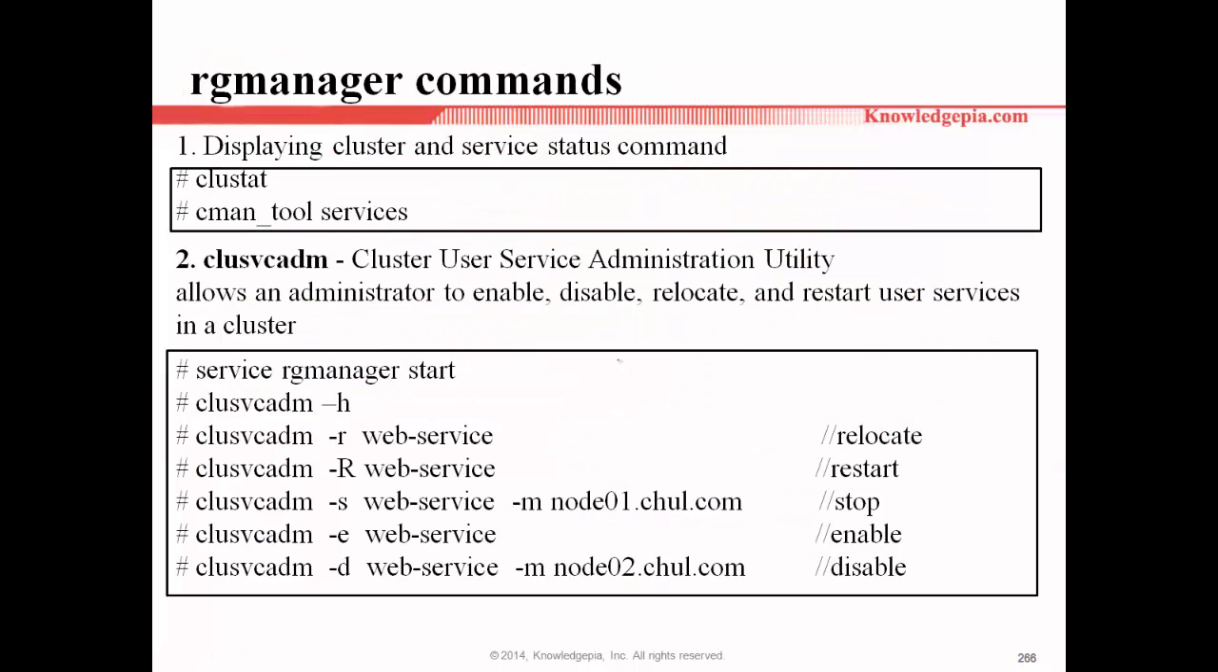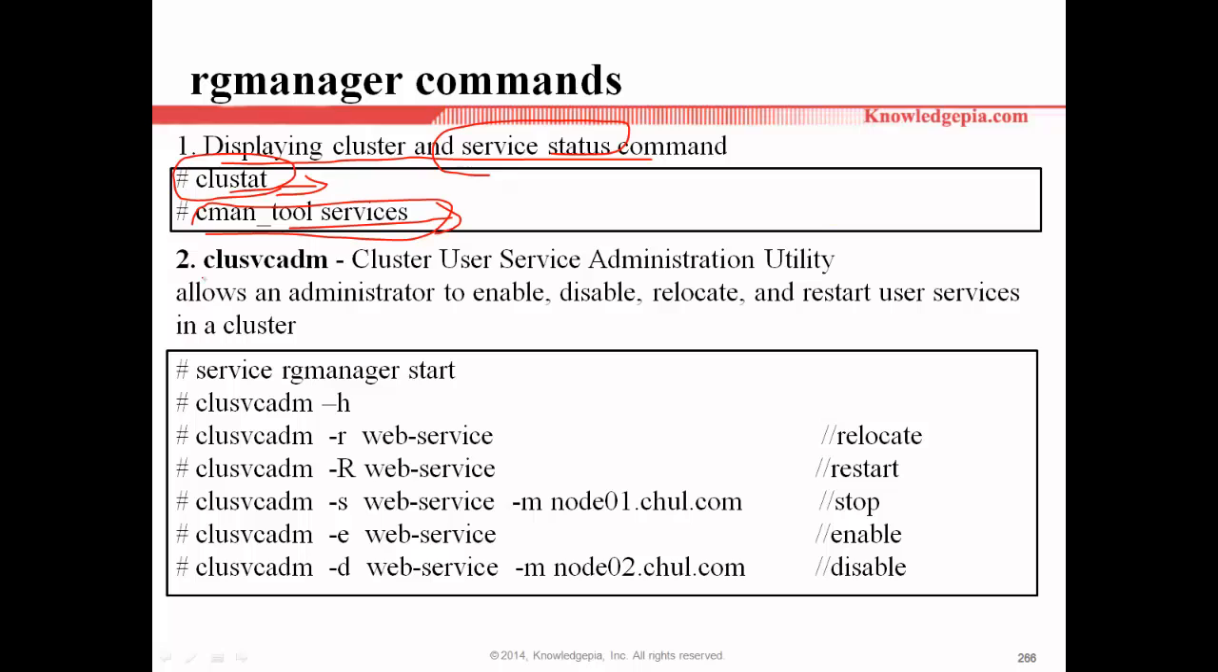rgmanager commands. To see the result of the rgmanager, we can use these commands. First one, displaying the cluster service: clustat. This will show the service status. And cman_tool services as well. This also will show the current services.